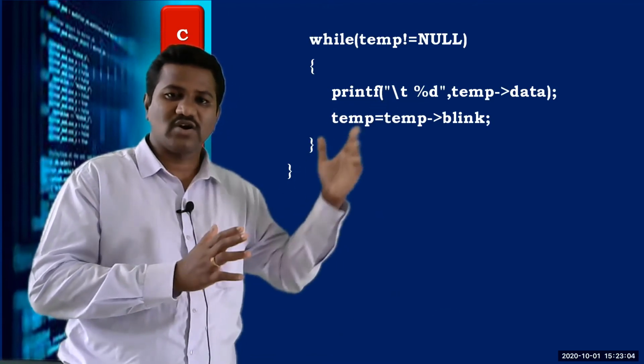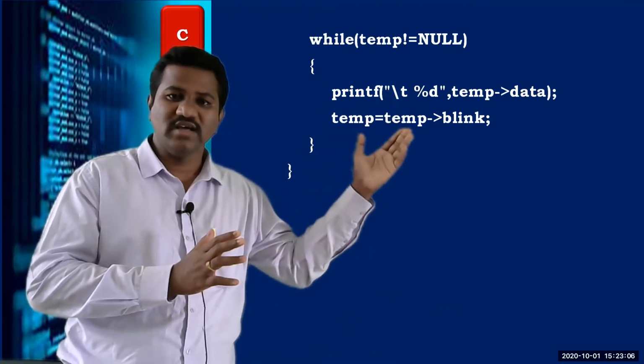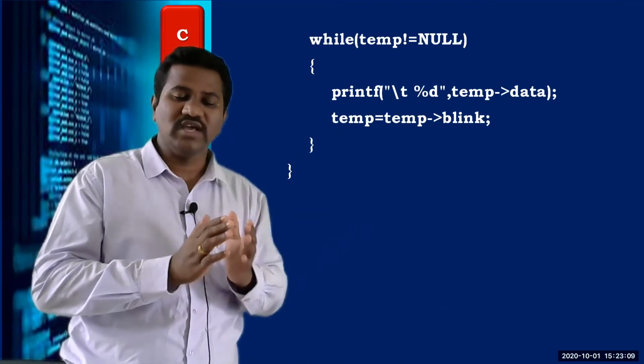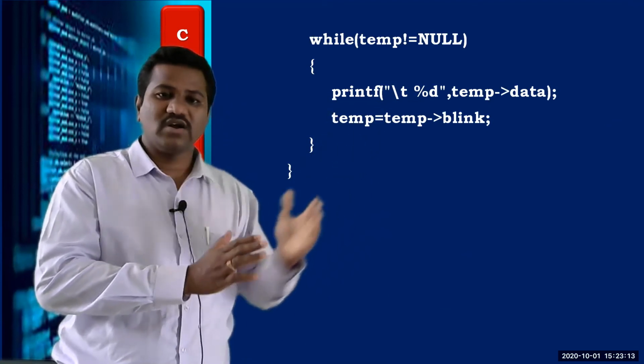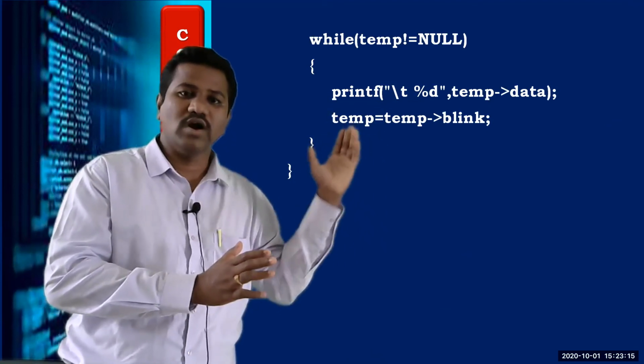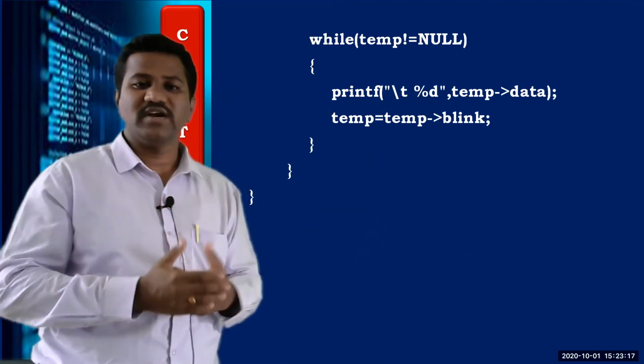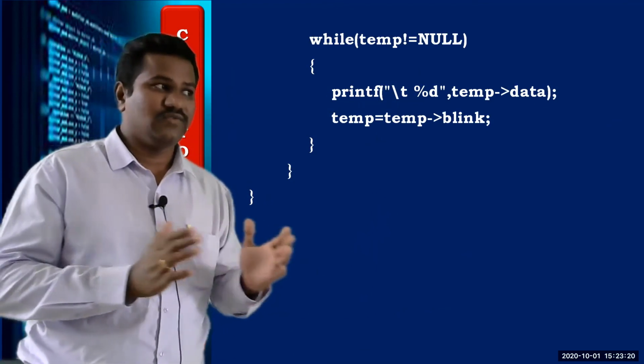So by printing the data part of each and every node, I printed the last node's data part. Then with the help of this instruction, I'm moving from the last node to the second node. Again, I'm printing the data part of the second node. Again, I'm moving from the second node to the first node. Right? Like that, I'm going to print the data part in reverse direction.